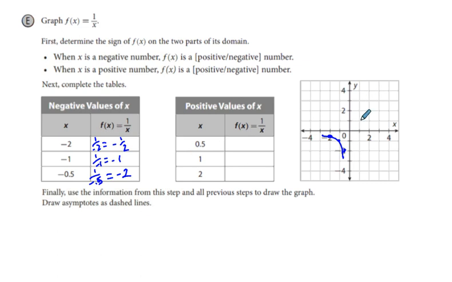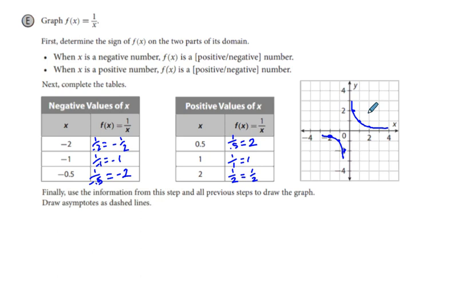And on the right side of the y-axis, if we put in 0.5, 1 over 0.5, we get 2. 1 over 1, we get 1. And 1 over 2, we get 1/2. So we have input of 0.5, output of 2, input of 1, output of 1, input of 2, output of 1/2. So from the right, we're looking like this. Okay, so we've drawn the graphs.